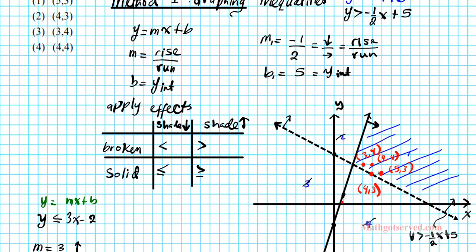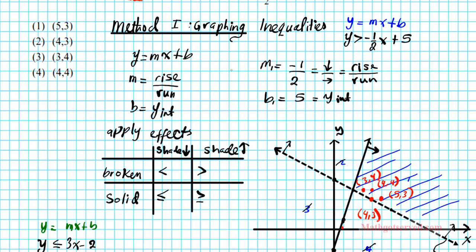So basically, the question was asking for which one is not, right? So the one that's not good, this is good, right? 5, 3 is good, 3, 4 is good, 4, 4 is good, this is bad, so this is the answer. We're looking for the one that does not satisfy both inequalities.